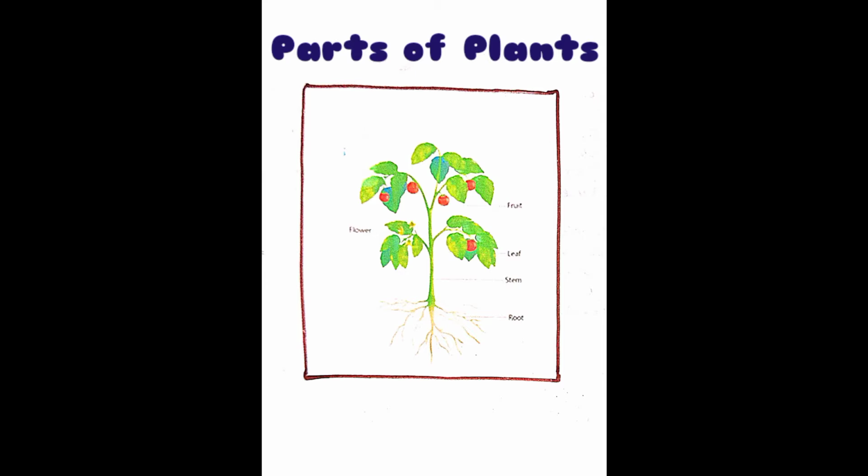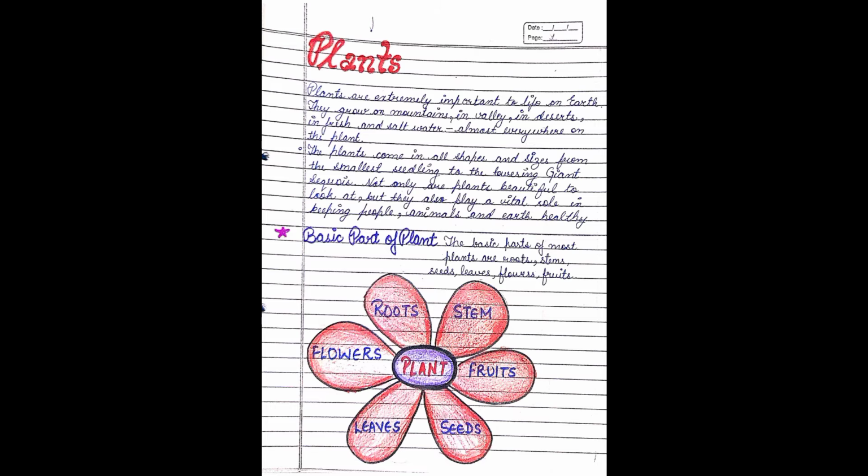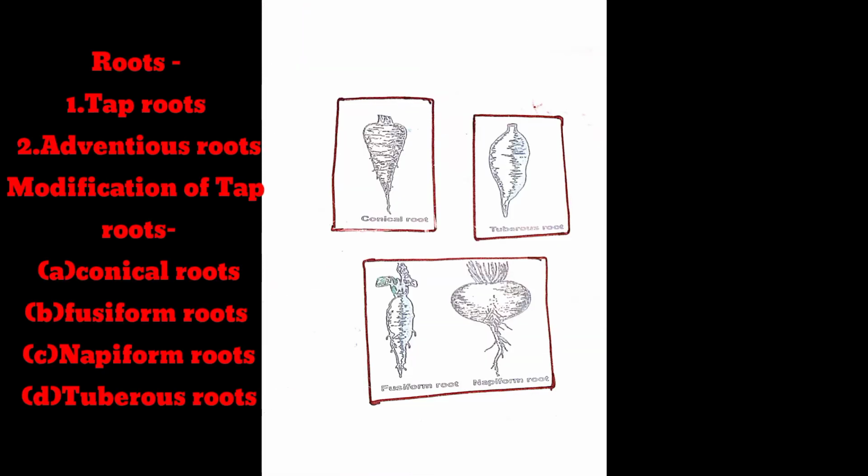From our junior classes we know that the basic parts of the plant are roots, stem, fruits, seeds, leaf and the flowers. First of all, we will learn about roots. There are two types of the root: tap roots and adventitious roots.